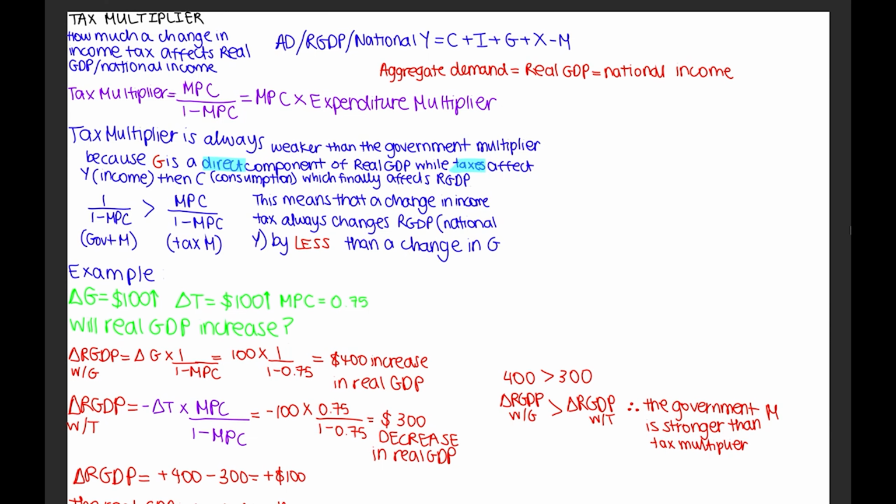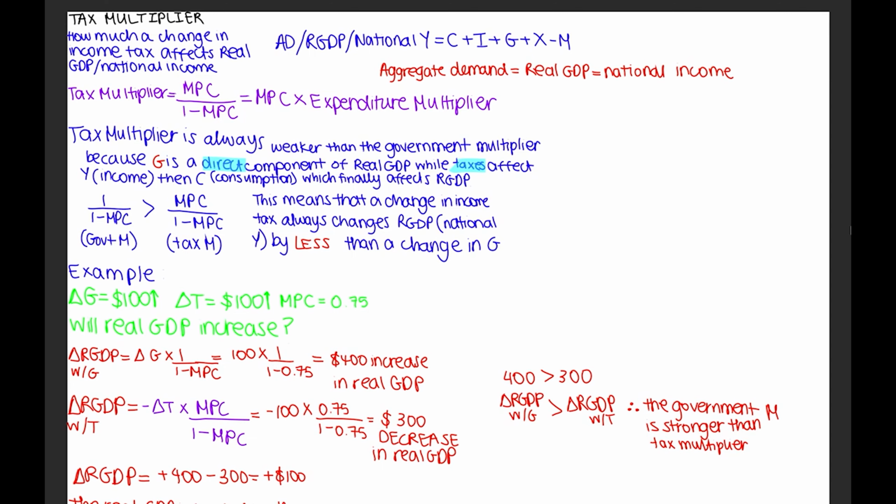The tax multiplier is always going to be weaker than the government multiplier because G, which is government spending, is a direct component of real GDP. So for example, if government spending increased, then real GDP will directly increase. While taxes affect income and consumption, which finally affects real GDP. For example, if taxes increase, then disposable income will decrease, which decreases consumption, which decreases real GDP.